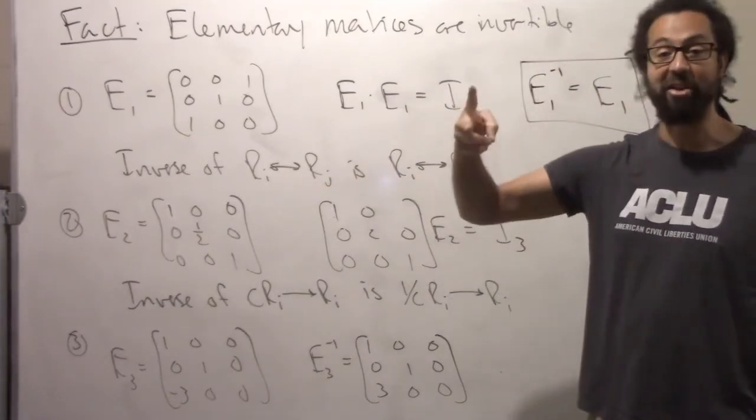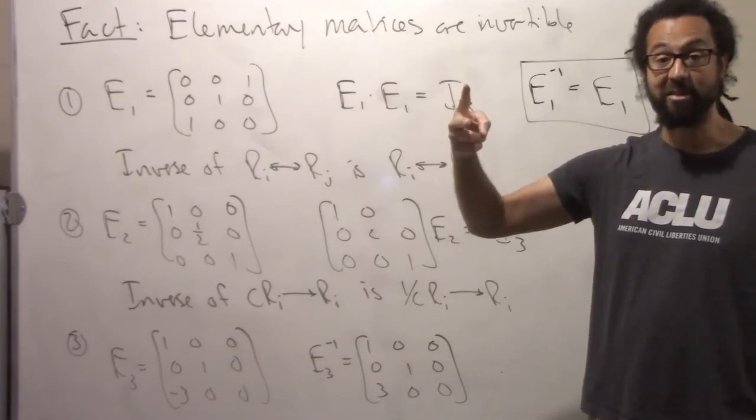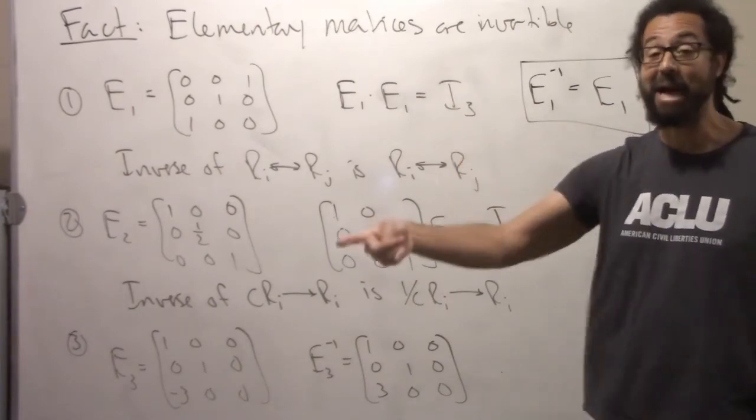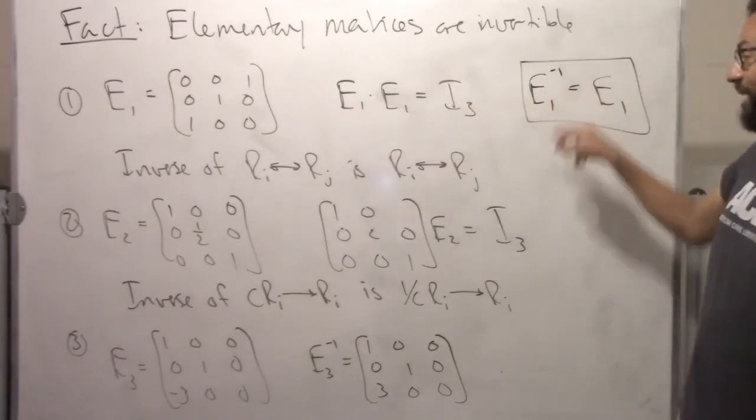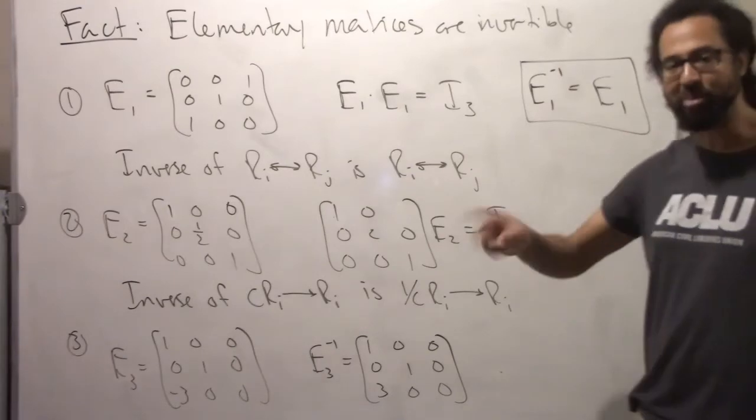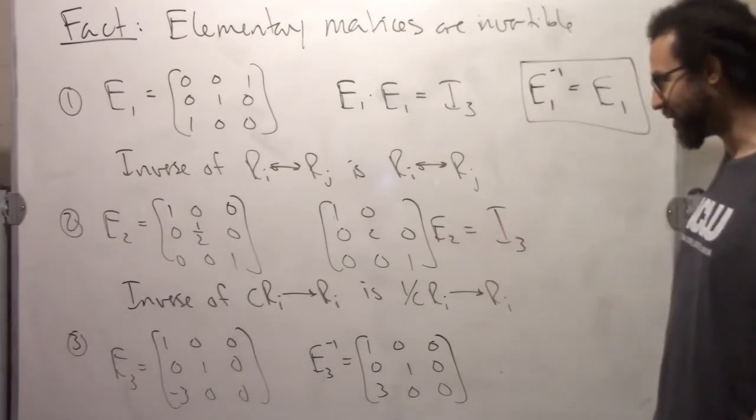If I interchange rows i and j once and then do it again, I get back to where I started. So that's why this thing has itself as an inverse. If you apply the action twice, you get back to where you started.